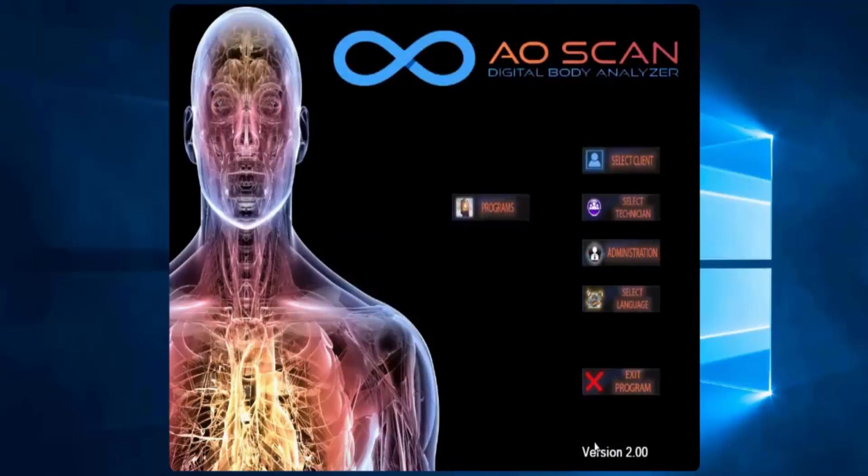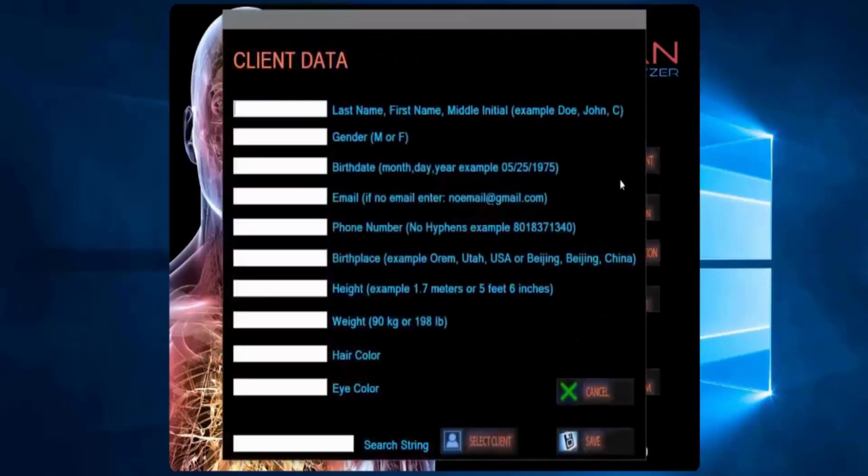And that's how you set up your program, and that's how you get a client. When a client comes back and you need to relocate that client, you would open up the program, go to Select Client. It will come up blank, and you have two ways of finding that information. In the bottom box where it says Search String, you can type in, or you can go to Select Client and type in the first 4 letters of their last name and hit enter, and there it is. And if that's the right one, then you would hit save and move on.